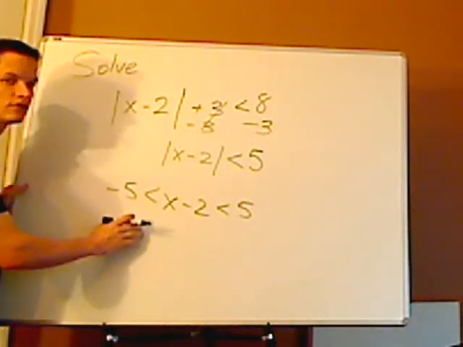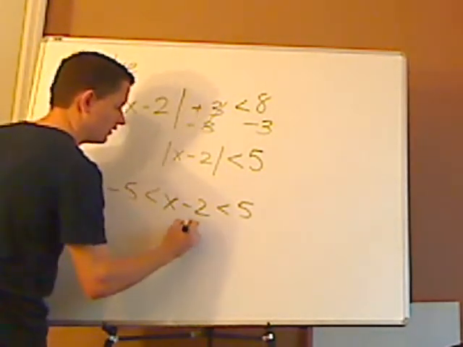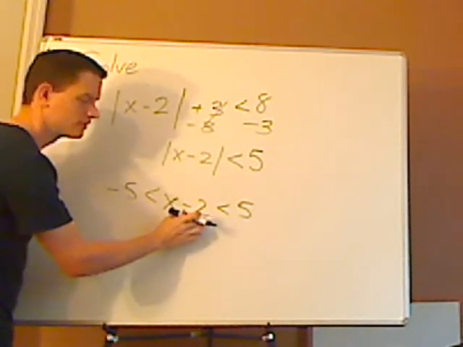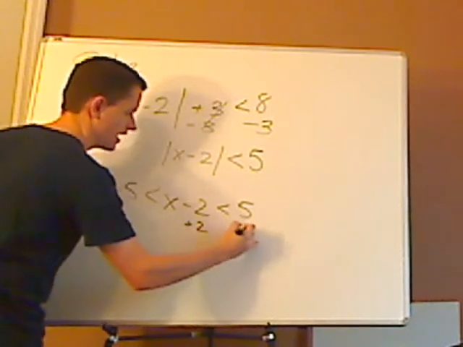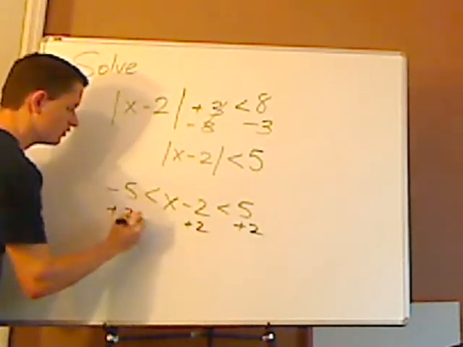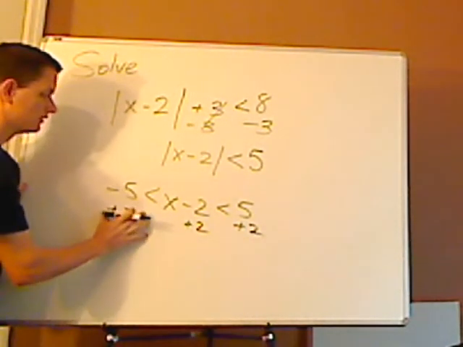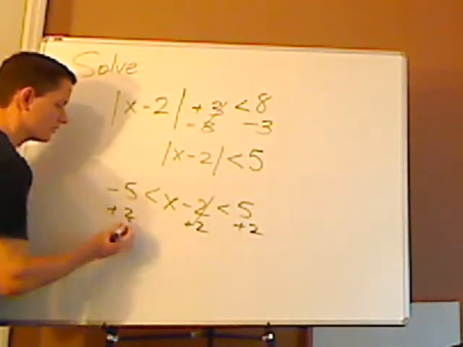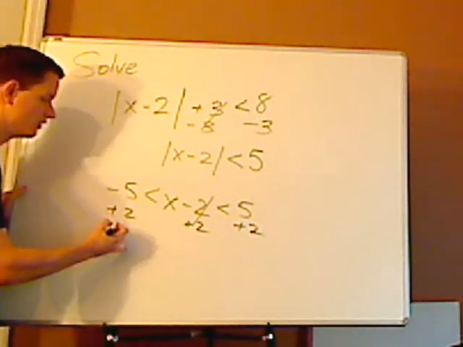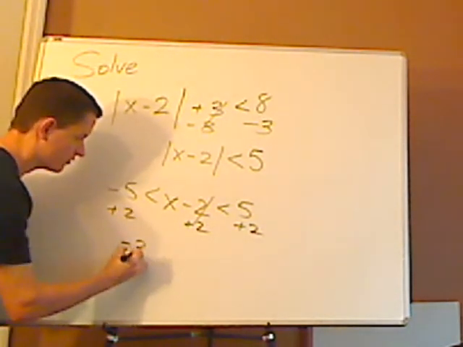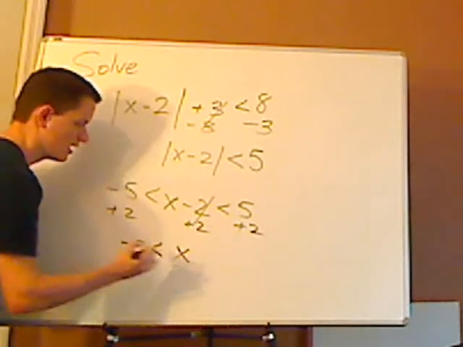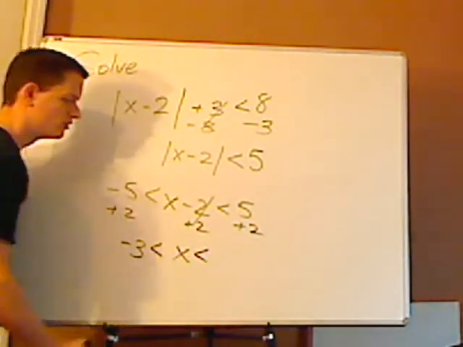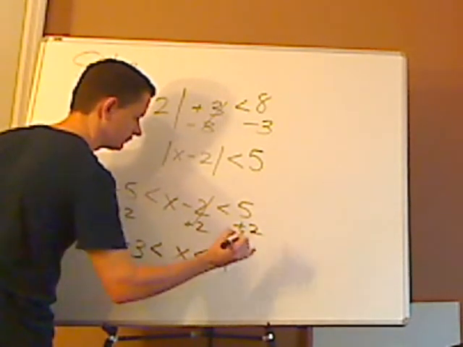So now you just solve for x. Here you want to get rid of this minus 2, so you do the opposite, which is adding 2. So you add 2 to all three sides, the left, the middle, and the right. That cancels. Negative 5 plus 2 is negative 3, less than x, because the 2's cancel. What's 5 plus 2? 7.